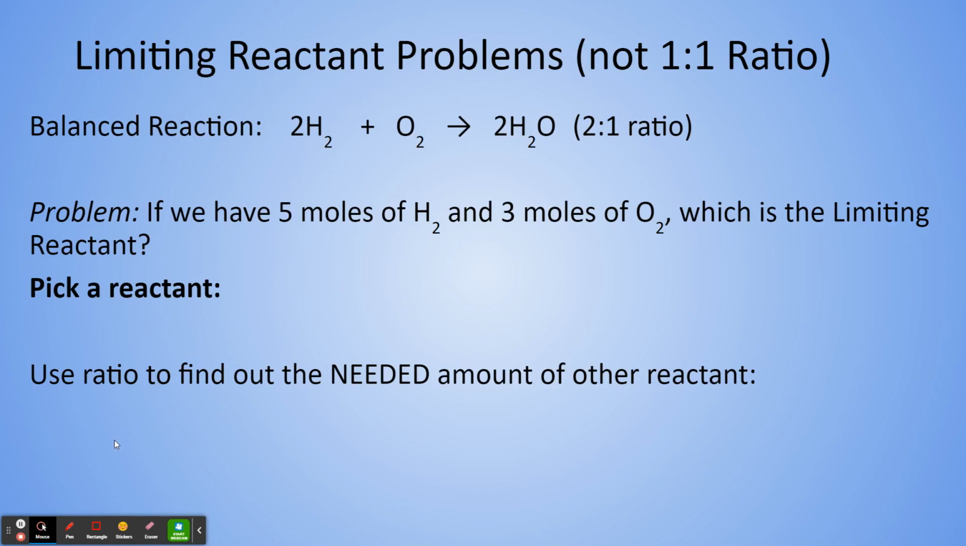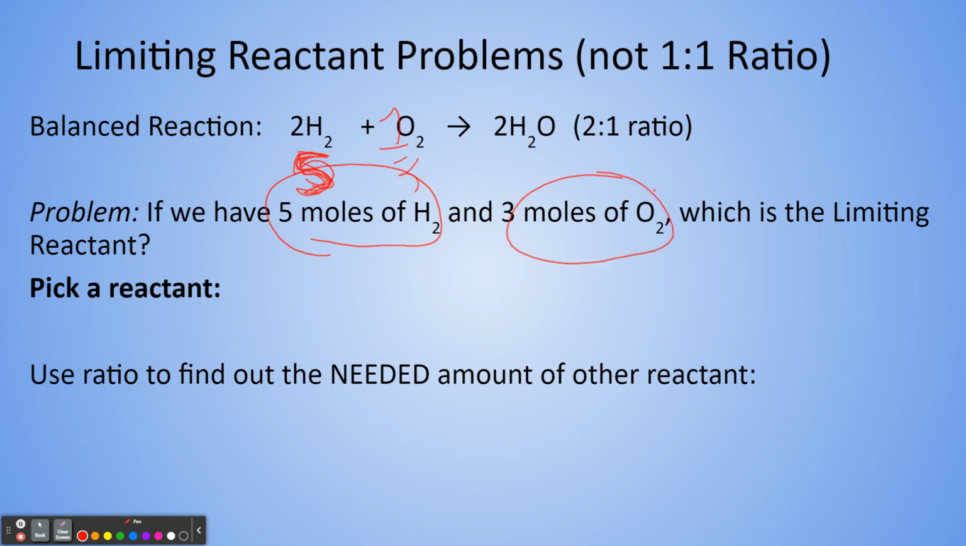This is not one-to-one. We have 5 moles of hydrogen, right? But our problem says that we need 2 moles for every 1 mole of oxygen. If there's no number, it's going to be a 1. We have 3 moles of oxygen. We want to know which is the limiting reactant. We're going to pick one. It doesn't really matter which one we pick because we're comparing them together. I usually just pick the first one they give us. So that's 5 moles of hydrogen gas.